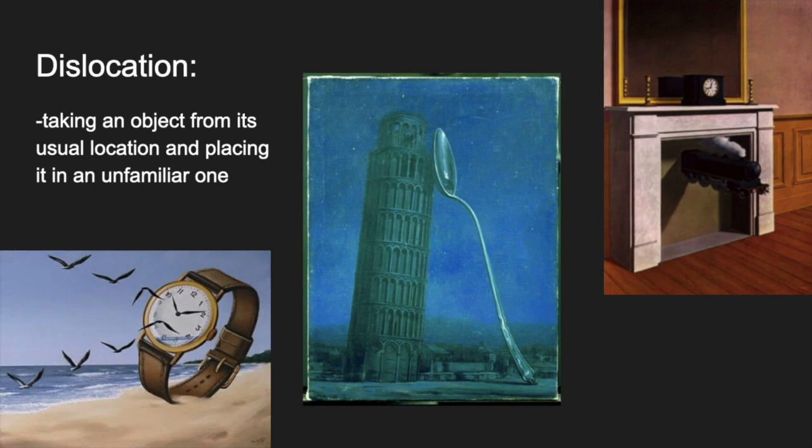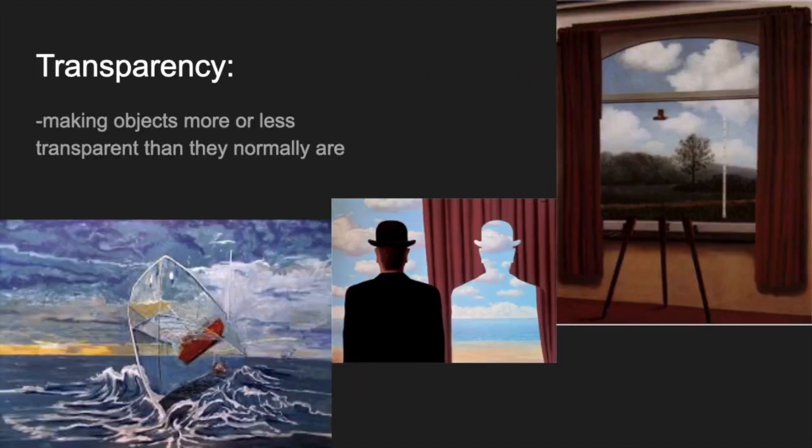Dislocation. This is taking an object from its usual location and placing it in an unfamiliar one. So for example, this watch down here, normally it would not just be propped up on a beach like that, but it is in this image. You have this giant spoon that is out of its normal place. And over here we have a train that's coming right out of a fireplace. These objects are all out of their normal places.